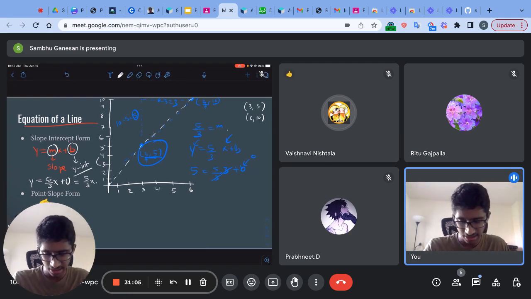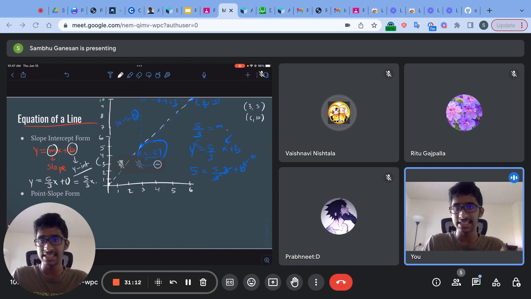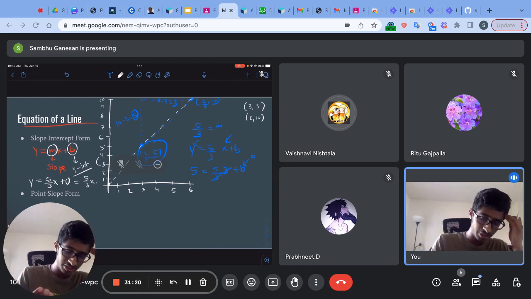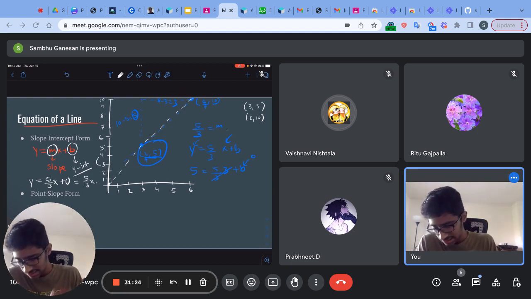All right, so now let's look at point-slope form. Point-slope form is another way of expressing the same equation of a line. It's not much different. All you want to do is, you're given a single point the line passes through. Let's call that point, for example, x0 comma y0, and the zero doesn't matter. Or rather, let's call it a comma b.